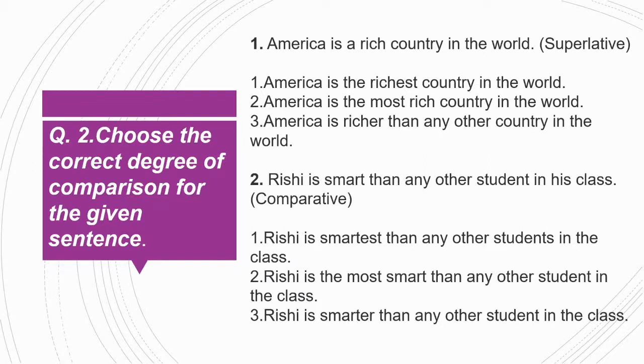Second, Rishi is smart than any other student in his class. You have to find the comparative form of this sentence. The options are: Rishi is smartest than any other students in the class. Rishi is the most smart than any other student in the class. Rishi is smarter than any other student in the class.